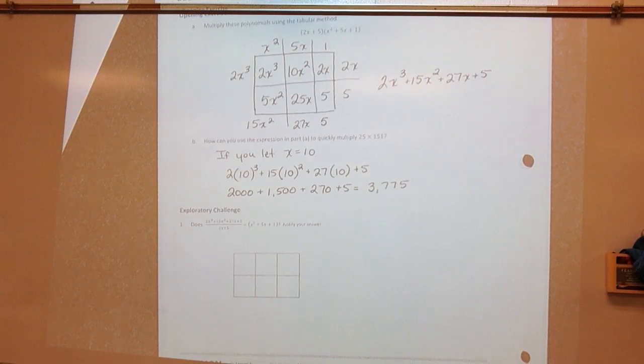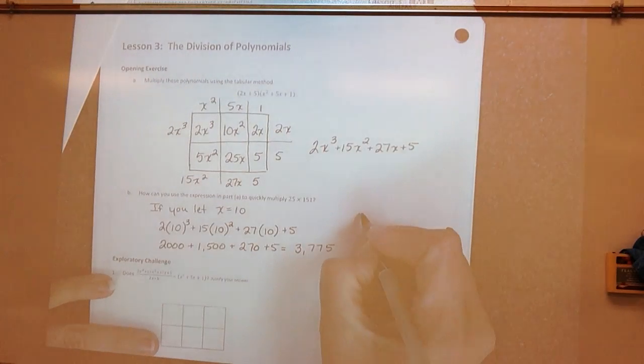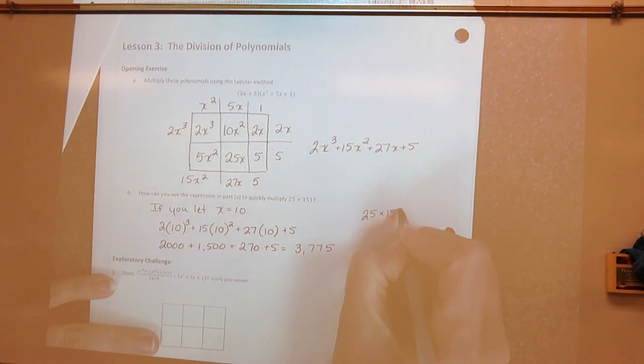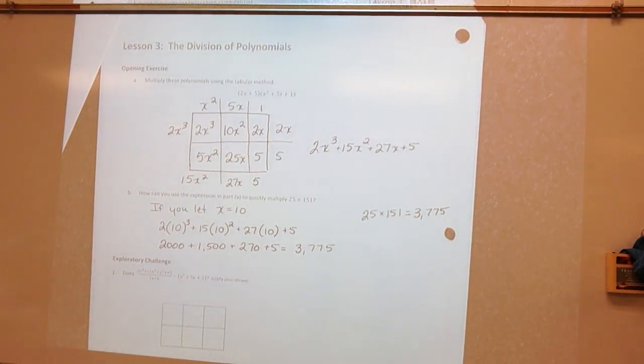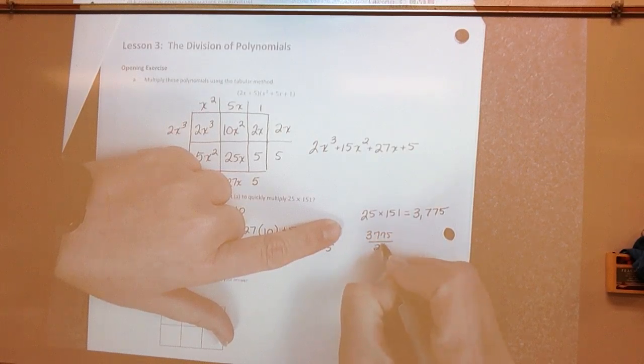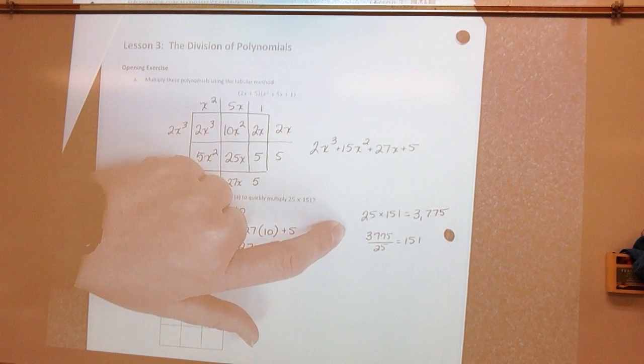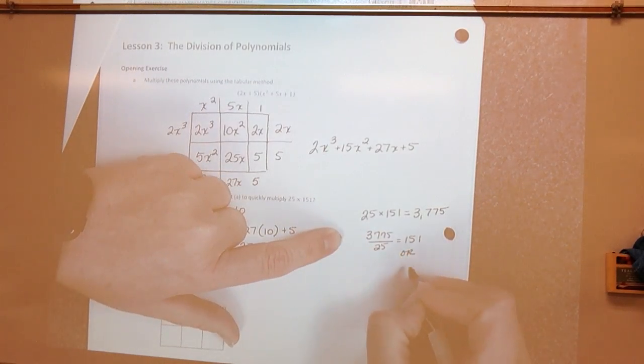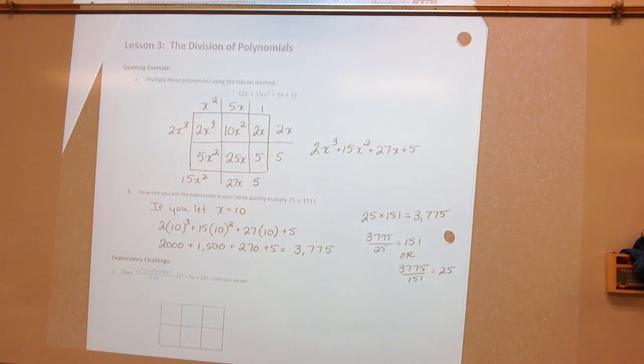How can a multiplication problem be rewritten as a division problem? So for example, if I look at 25 times 151 is 3,775, how can I rewrite that as a division problem? Well, I could rewrite it as 3,775 divided by 25 gives me 151, or 3,775 divided by 151 would give me 25.